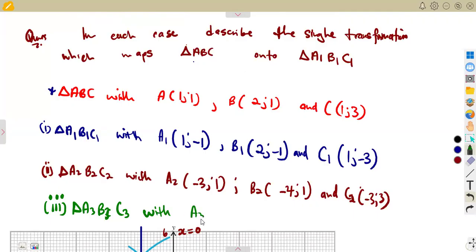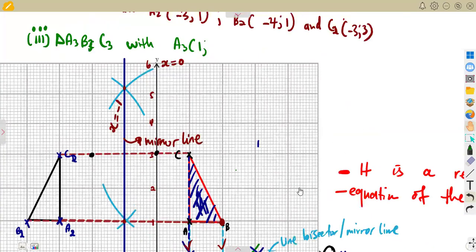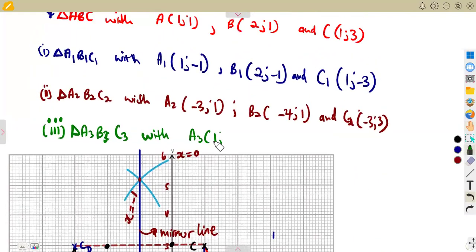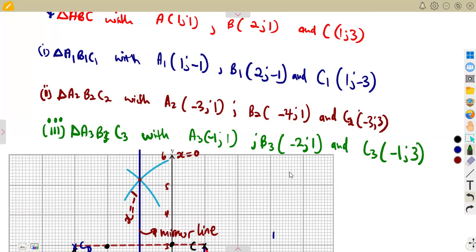So A3 has coordinates 1, minus 1. We did this one of 1, minus 1. Let me check. We did this one. So let's use minus 1, 1. Then B3, minus 2, 1. And C3, minus 1, 3, like this. All right. So let's say this is your triangle, which is the image.